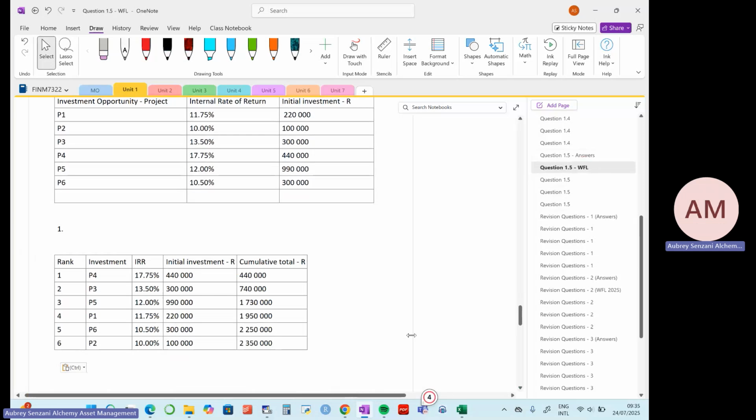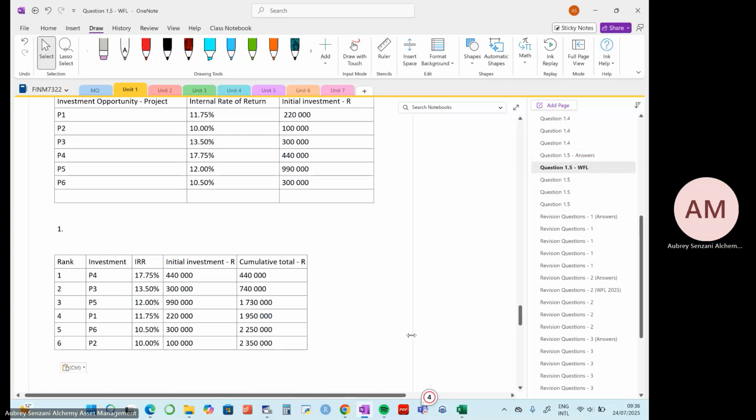And here you can already see base, and now we have also added the cumulative total. So we're saying, okay, if we only invest in project one, P4, we only need 440. But hold on, these are also great investment opportunities. So if we invest in the first two best investment opportunities, 740,000 is what we need. If we invest in the top four, because we have, let's just call it 2 million, then we're going to need 1,950,000. So this is the relevance of that last column.